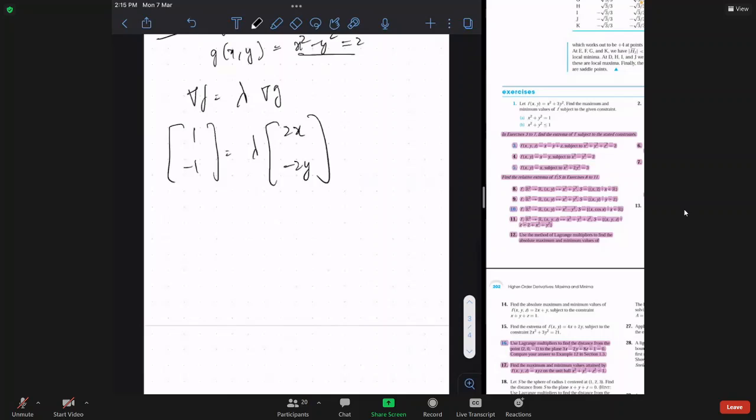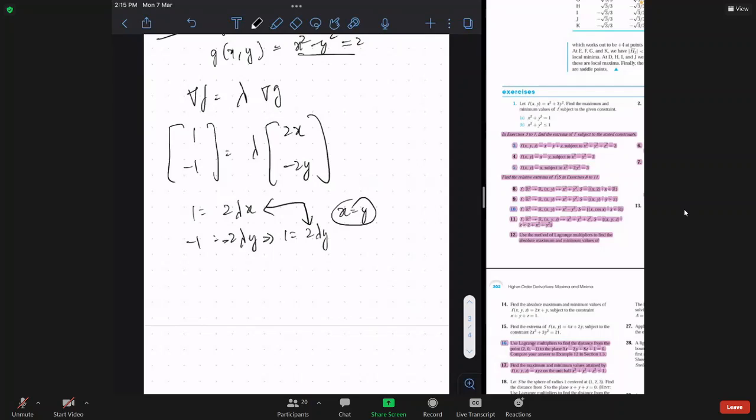If I equate both, I'm going to get 1 is equal to 2 lambda x and minus 1 is equal to minus 2 lambda y. And this I can also write as 1 is equal to 2 lambda y. So if I just compare these two equations, I can see that my x is replaced with y. So I can see that x is equal to y. So I get this relation.